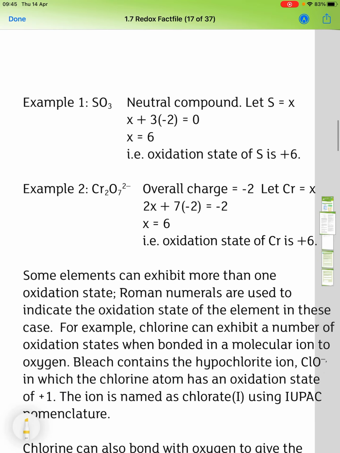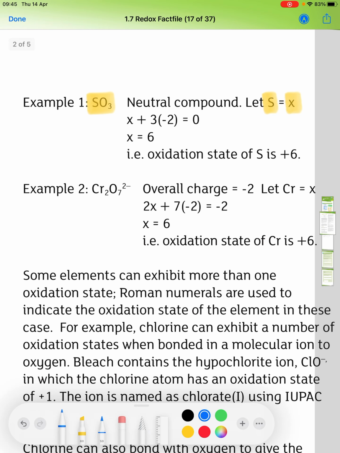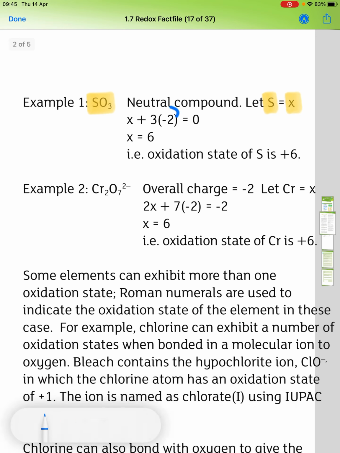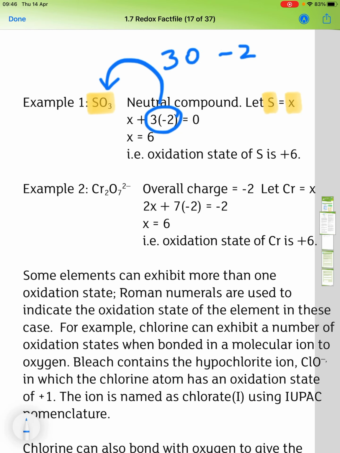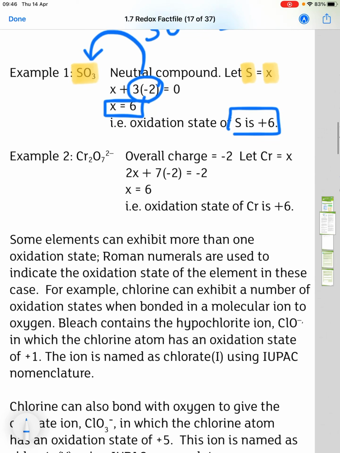So looking at a couple of examples here. If we take the example of SO3, it's a neutral compound. So if we imagine we want to find out the oxidation state of sulfur, if we imagine it as X, we're saying here X plus 3 times -2, and that's from the oxygens. So 3 oxygens at -2 each. That all adds up to 0. So that means that X equals 6 in this case. So the oxidation state of sulfur is +6.